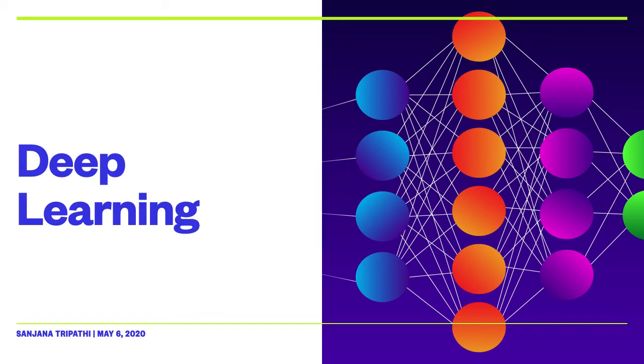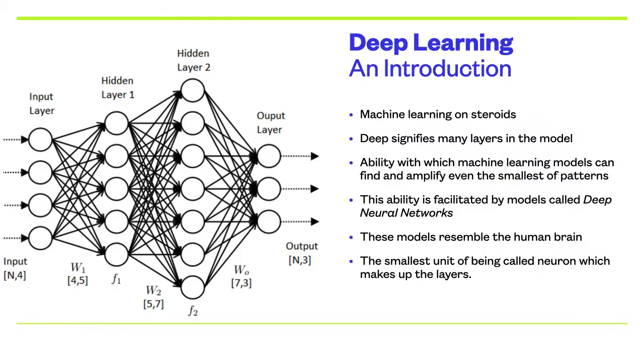Moving on to deep learning. Basically, deep learning is machine learning on steroids. Deep signifies the many layers that are present in the model. Deep learning is the ability by which machine learning models can find and amplify the minutest of patterns present in huge amounts of data sets. This ability is facilitated by deep neural networks.